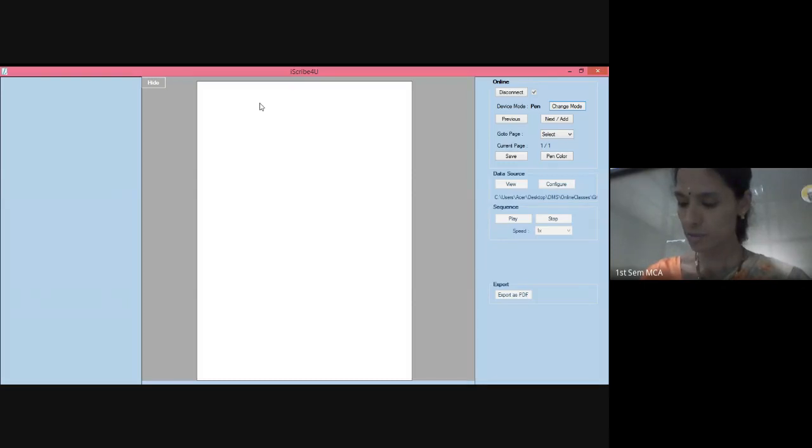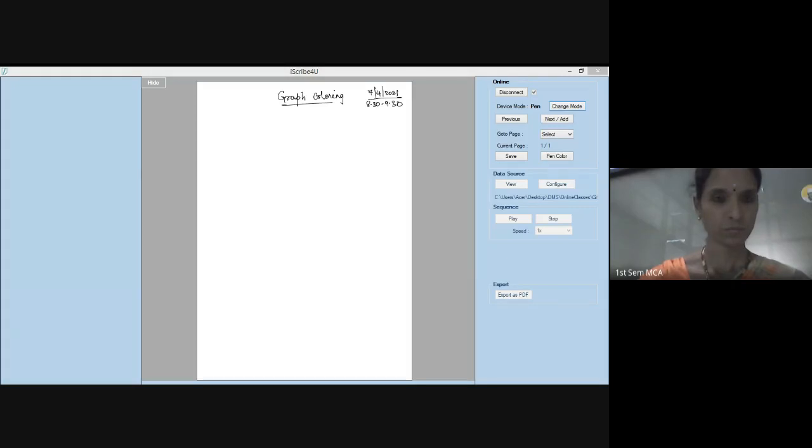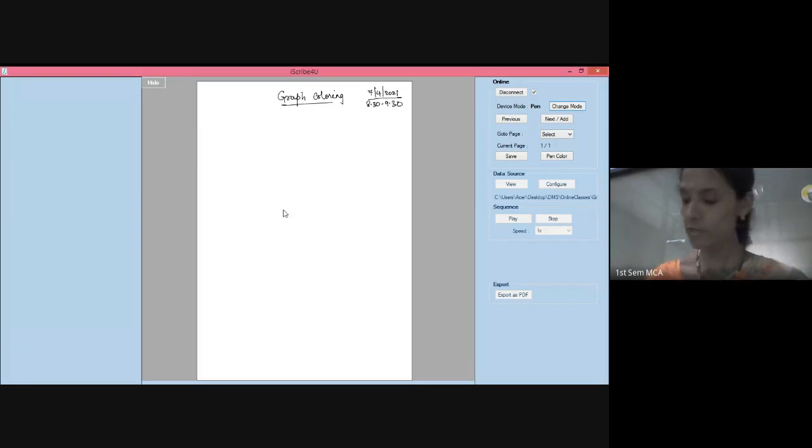So today's class, we will be learning about the last concept, that is graph coloring. Okay. So good morning once again to all of you. We'll be starting with what is called graph coloring in graph theory. So what do we mean exactly by graph coloring?